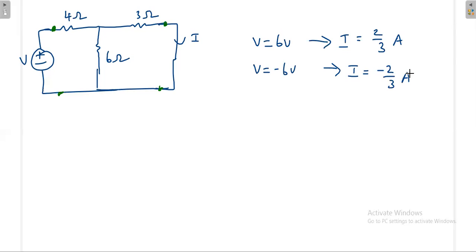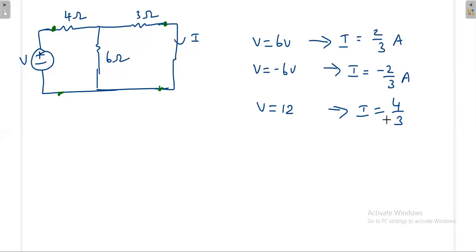That is also applicable. Once I change the value, the corresponding change will be there in the output. If it is minus 6, then this is minus 2 by 3. Or instead of 6, if I put 12 here, instead of 2 by 3 it would be 4 by 3. Like that, the corresponding changes will be there if it is a bilateral, linear reciprocal network. So this kind of question may also be asked.